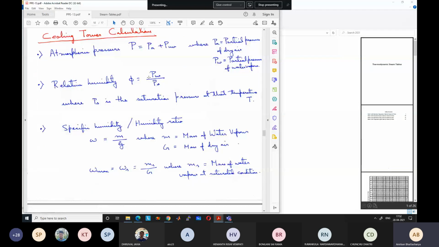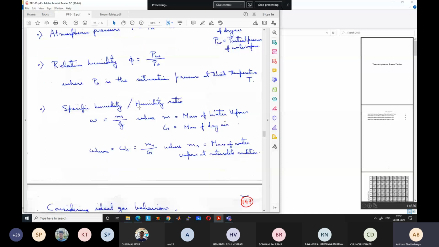Now there is another term, which is specific humidity or absolute humidity or humidity ratio. What is this? This gives us the absolute value of water, the mass of water vapor per unit mass of dry air. So if I have 1 kg of dry air, how much is the water vapor content in that? Relative humidity gives us the relative ratio based on the saturation condition. Specific humidity gives us the actual mass of water vapor per unit mass of dry air. It can be written as W or omega. Different books have different symbols. It is supposed to be omega, but some books use W.